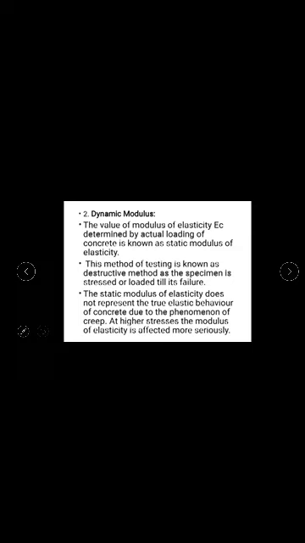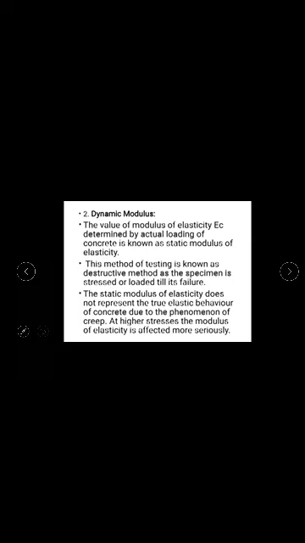So destructive testing we are doing, and we are finding out the modulus of elasticity of concrete. But for this kind of modulus of concrete, the creep will be playing a very important role. So creep will be affecting the behavior of concrete. So a non-destructive method of testing known as dynamic method is adopted for determining the modulus of elasticity. If the modulus of elasticity is determined by using the dynamic method, then this is called the dynamic modulus.